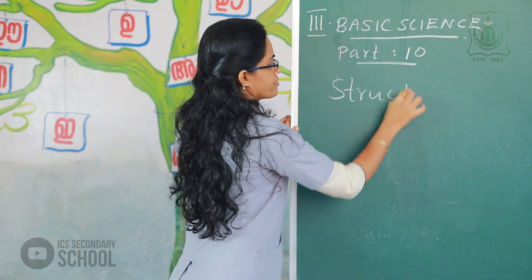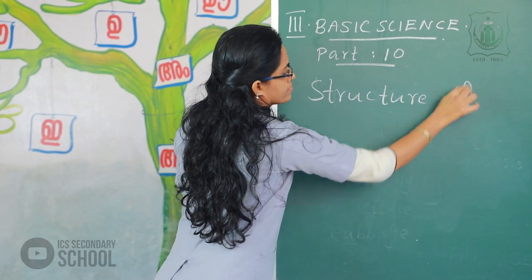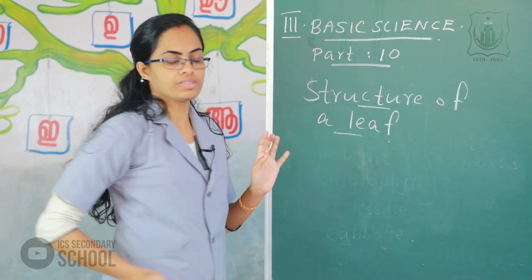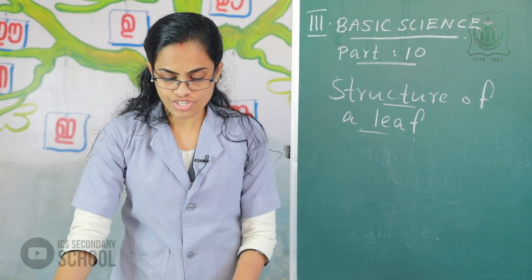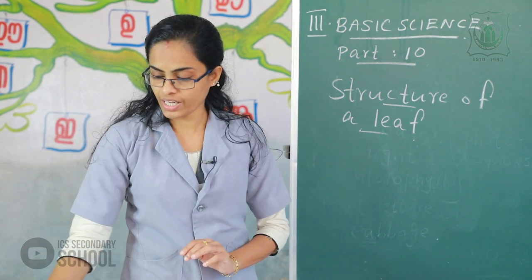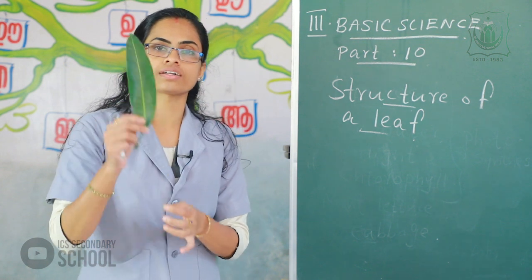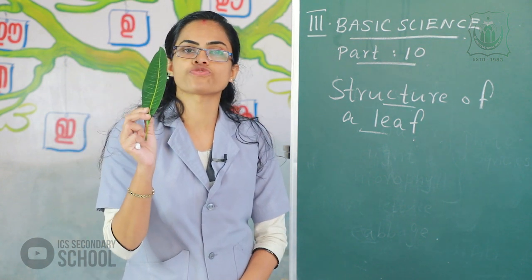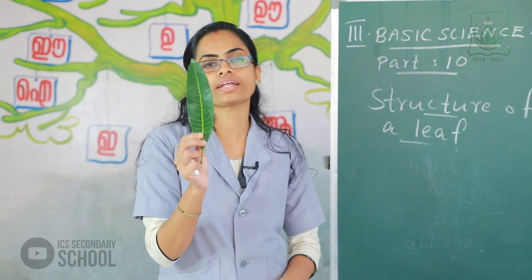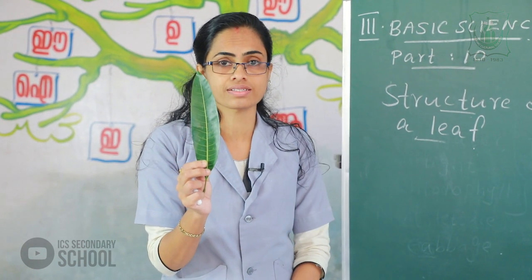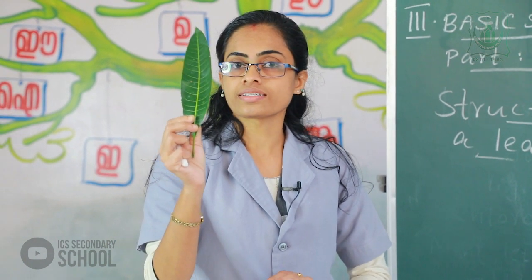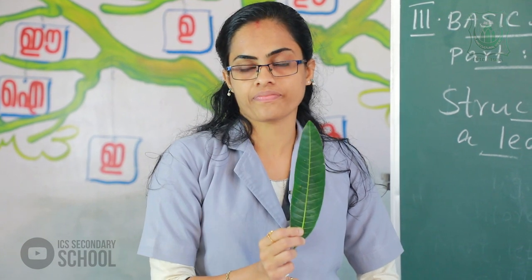Structure of a leaf. In your textbook, the structure, the parts of a leaf. All of you listen here. What is this? The leaf of a mango tree. Another example is the leaf of hibiscus. In our surroundings, so many plants are there. This is the leaf of a mango tree.